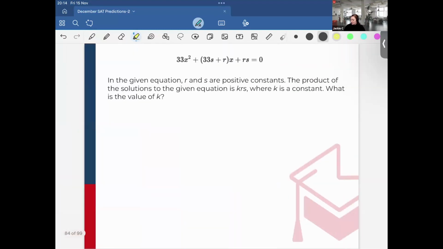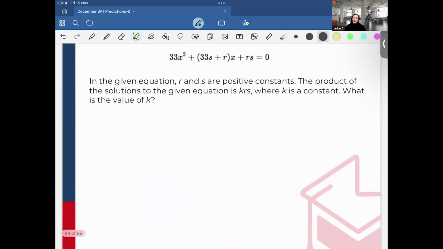Okay, amazing. So this one is like a shortcut hack. Maybe you know it, maybe you don't. If you don't know it, now you know. So here, if the solutions in the given equation, r and s are positive constants, the product of the solutions is krs, where k is a constant. What is the value of k?